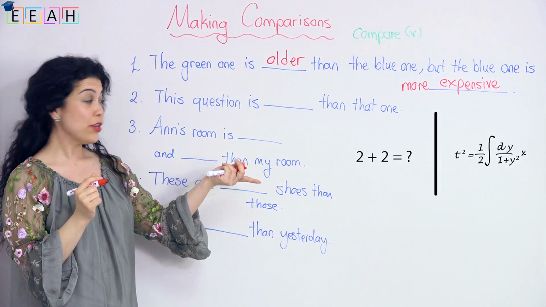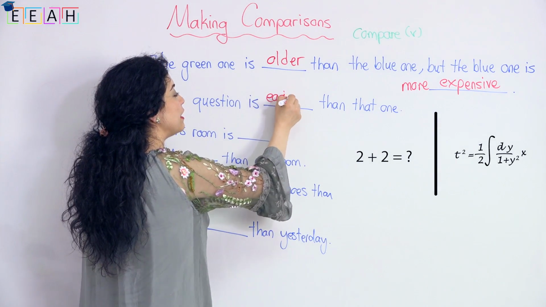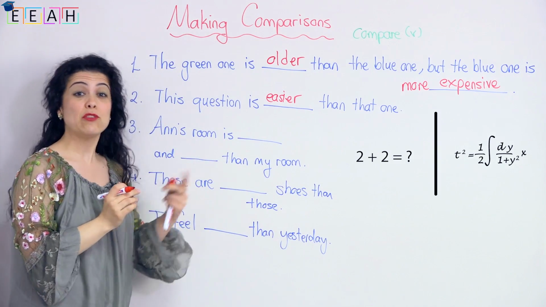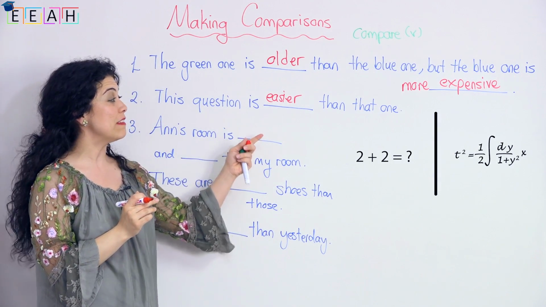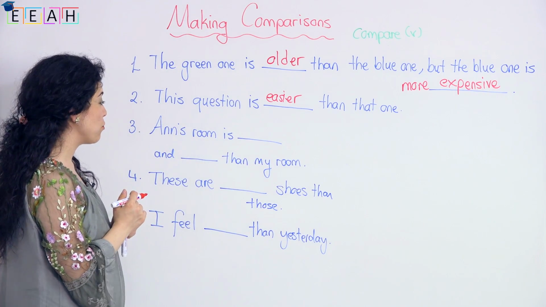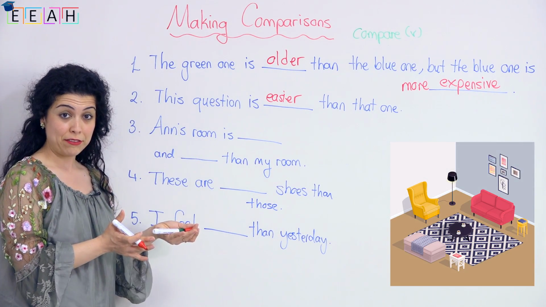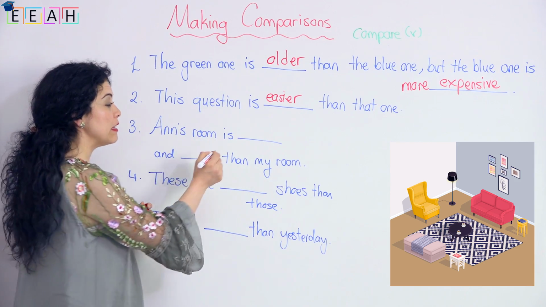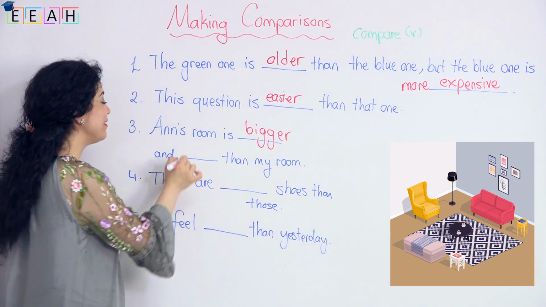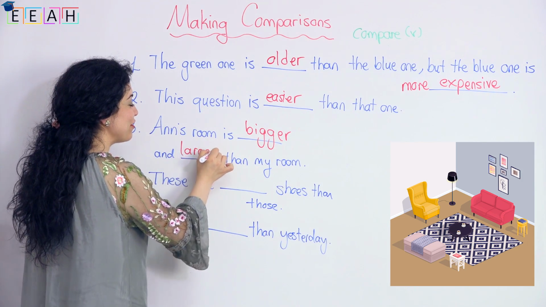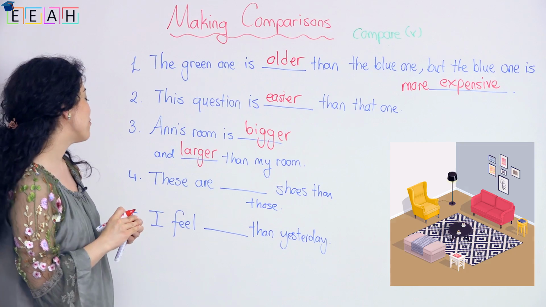Now, look at the second one. Look at the picture. This question is easier than that one. Yes, this is easy and that one is difficult. So this is easier than the other one. And the other picture, we have Anne's room here, right? So Anne's room is bigger and larger than my room. It is bigger and larger than my room.